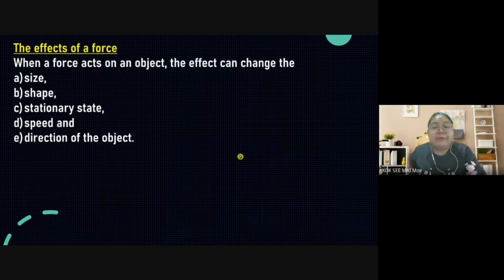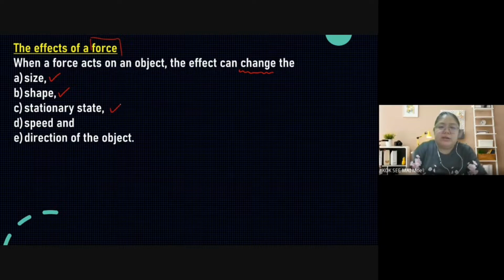Okay, now you see the effects of force. When a force acts on an object, the effect can change. When I apply force to a certain object, you can find what changes. First, the size can change. For example, the sponge: you squeeze the sponge, so the sponge changes size. Shape also can change. Plasticine: I press the plasticine, and plasticine will also change shape.